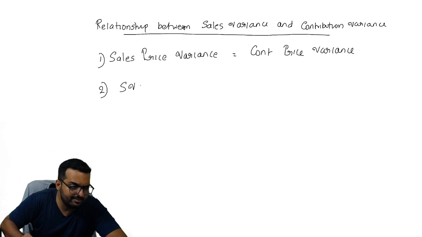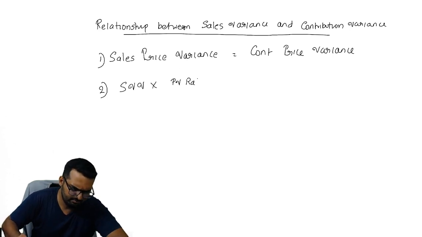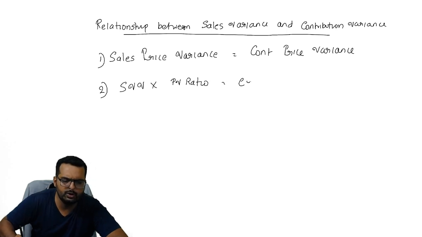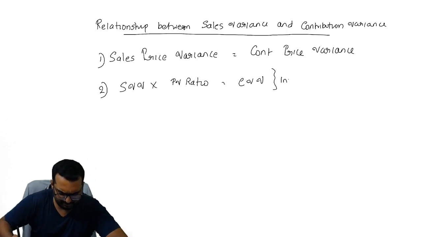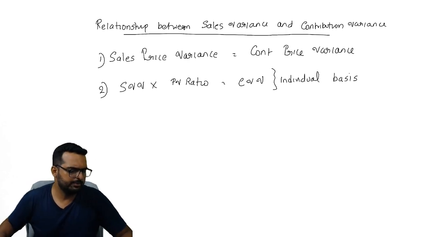Second rule will be sales volume variance into, earlier we used NP ratio. Now what will we use? PV ratio will be equal to contribution volume variance, but on an individual basis. Please write down this also in your books now.